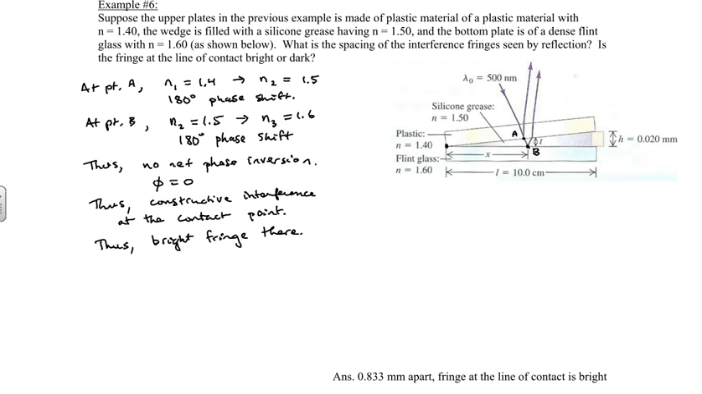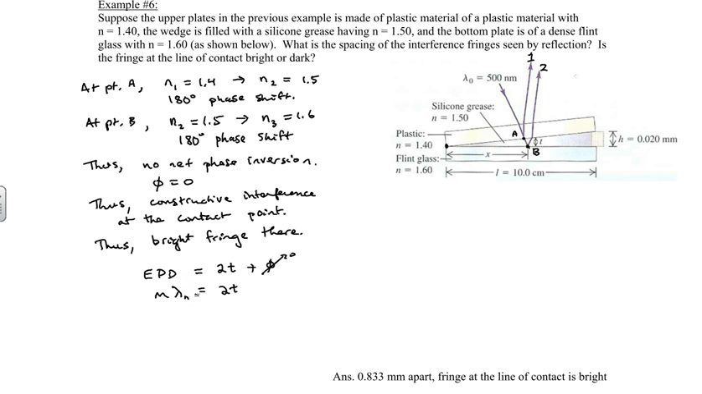So if we're going to set up this problem, the extra path difference between ray 1 and ray 2 will be equal to 2t, because they'll go up and down, plus the net phase inversion. However, the net phase inversion is 0 because these both undergo phase shifts of 180 degrees, so there is no relative difference between them. Now, since we want constructive interference here, then we're going to set that extra path difference to m lambda. Now, this lambda is not lambda 0, but this is lambda that is within the film.